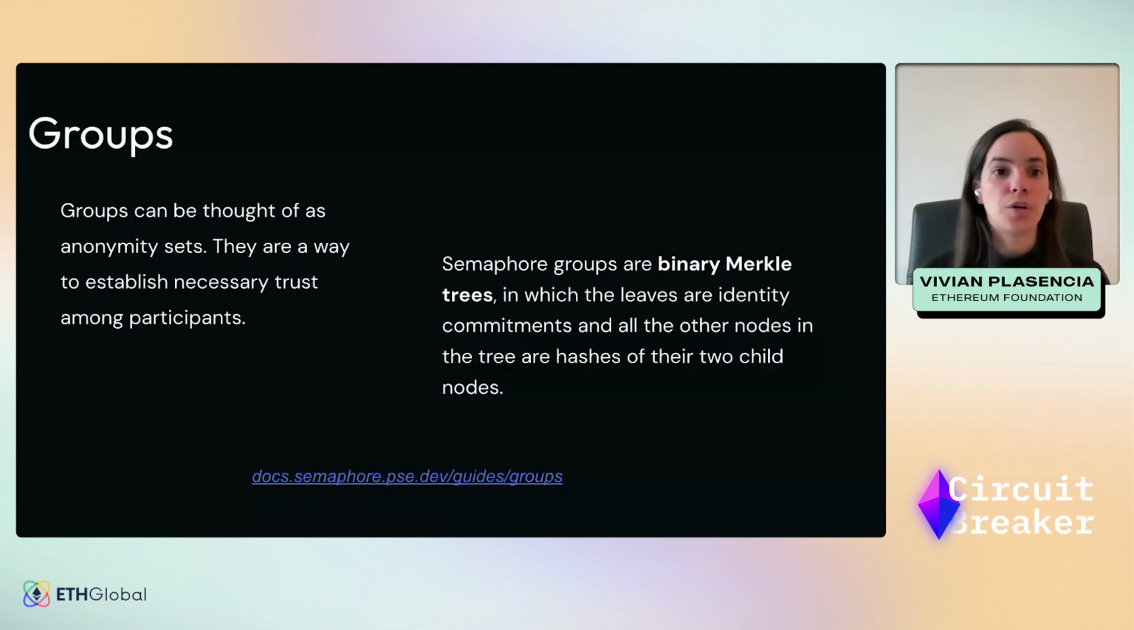There are also groups. You can think of a group as an anonymity set, and it's a binary Merkle tree in which the leaves are the identity commitments, and all the other nodes in the tree are hashes of their two child nodes. You can find more information about the groups in the documentation on the groups page.